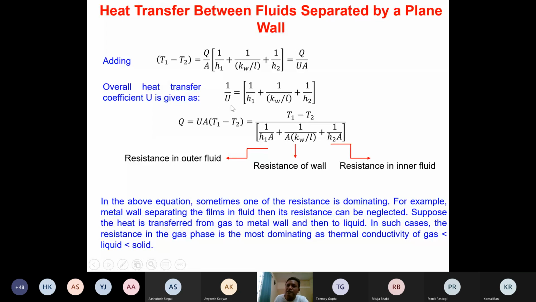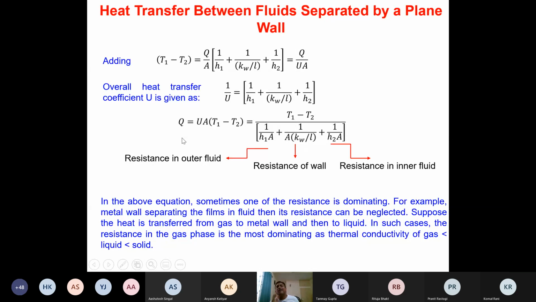The only difference is that this also accounts for the heat transfer coefficient in the outer fluid, the inner fluid, as well as the conduction taking place through the metal wall. All three are accounted here. This is nothing but the overall heat transfer coefficient. Okay, clear? So Q is given as UA delta T. Remember, this is unlike the previous case where we have seen that Q is HA delta T.